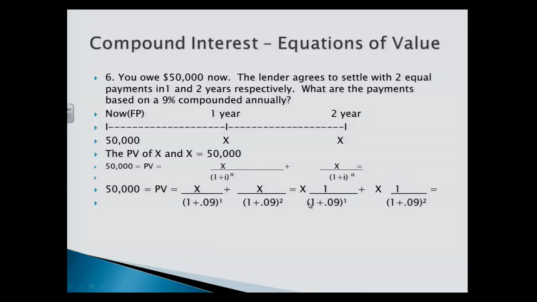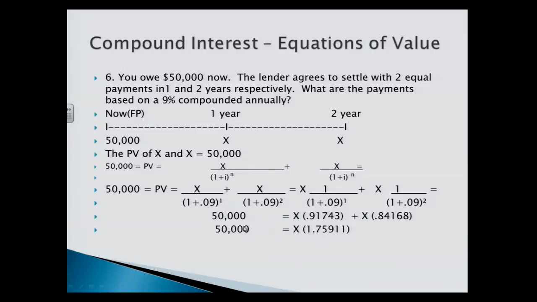Now, I want you to pause it and do this calculation right here: 1 divided by 1 plus 0.09 raised to the 1 power. And I want you to do this calculation on this fraction: 1 divided by 1 plus 0.09 raised to the 2 power. When you do that, you have X times 0.91743 and X times 0.84168. You add up these two, and it should be 50,000. So we can add this coefficient to this coefficient, and we get 1.75911.